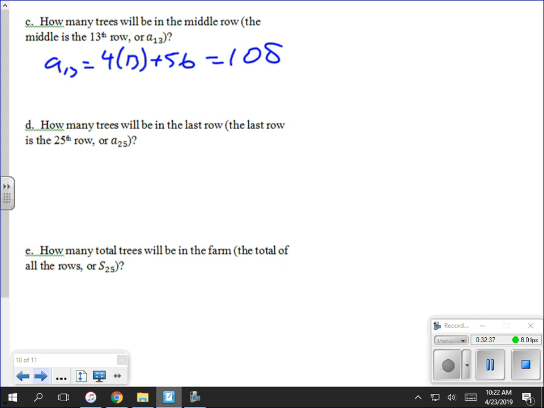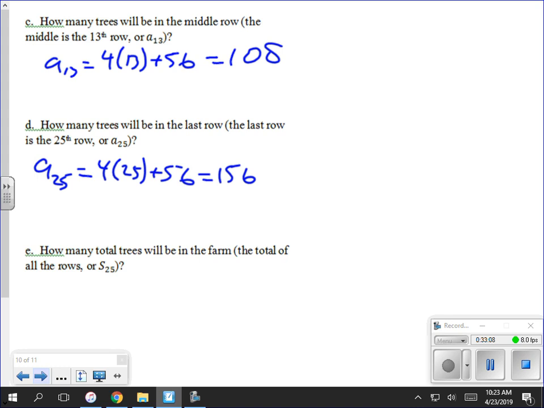How many trees will be in the last row? I.e. the 25th row. What is a sub 25? Plug 25 into there. 4 times 25 plus 56. 4 times 25 is 100 plus 56 is 156. Should be able to do that without calculating.